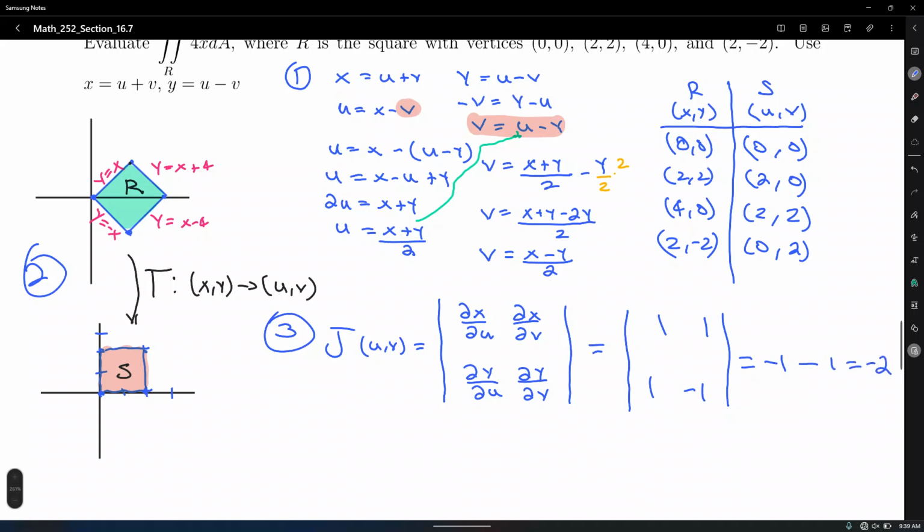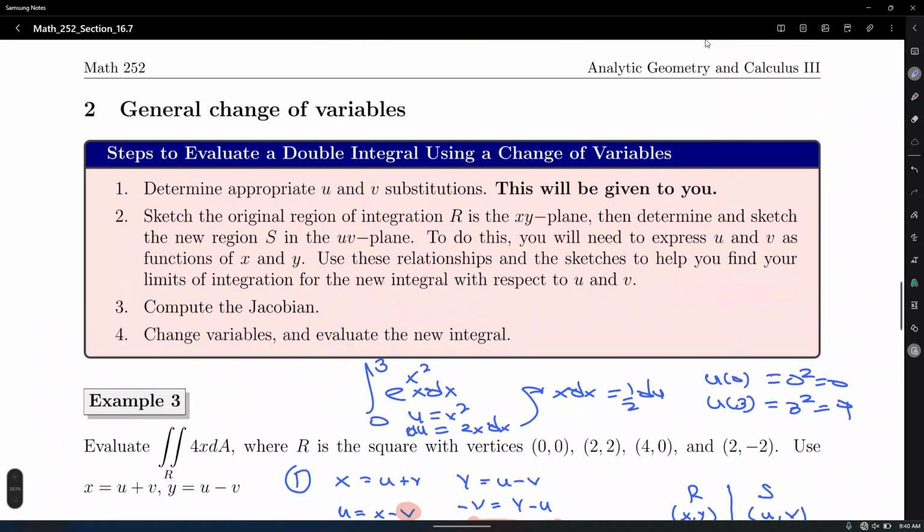Alright, guys. Before setting up the double integral, there's a detail I don't think I discussed when I showed you the generic integral, the general definition of the change of variables in the new world. Okay, let me go back a couple pages for that.